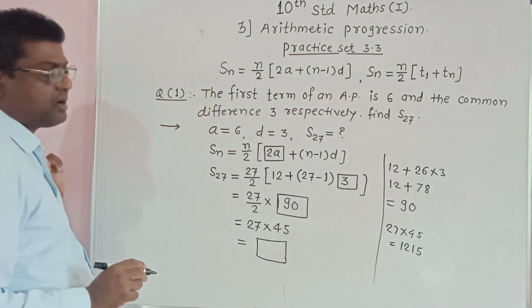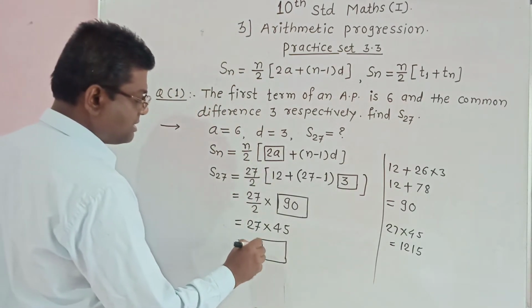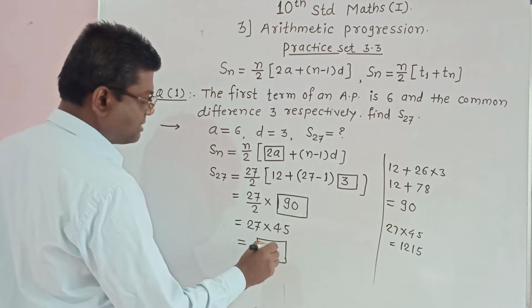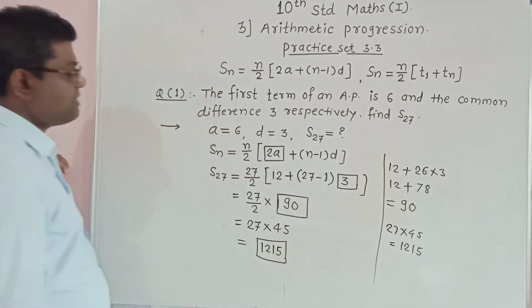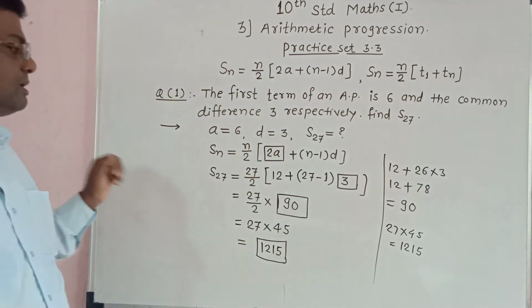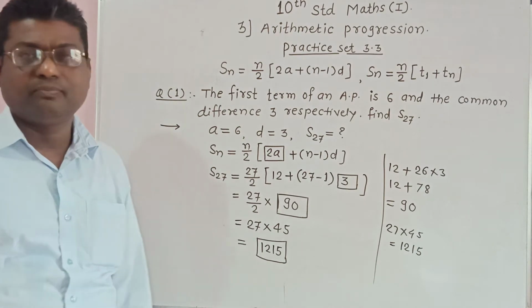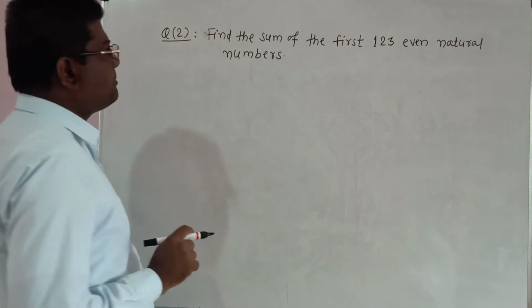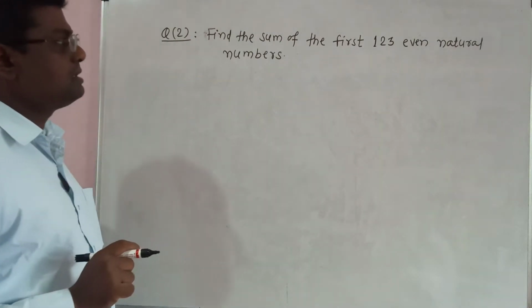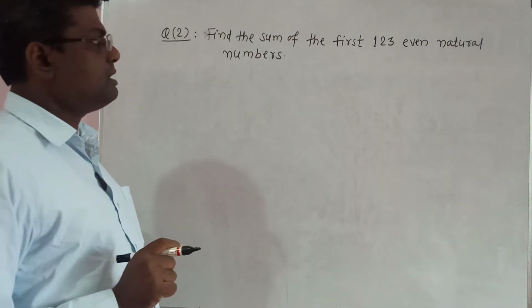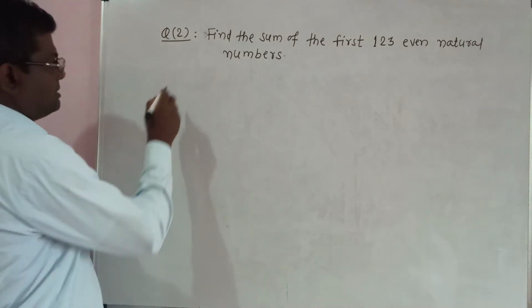That is 1215. Therefore the sum of the first 27 terms of the given AP is 1215. Question number 2. Find the sum of the first 123 even natural numbers.